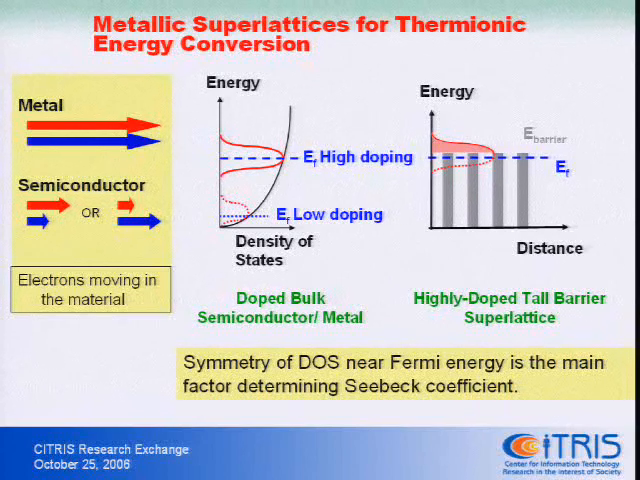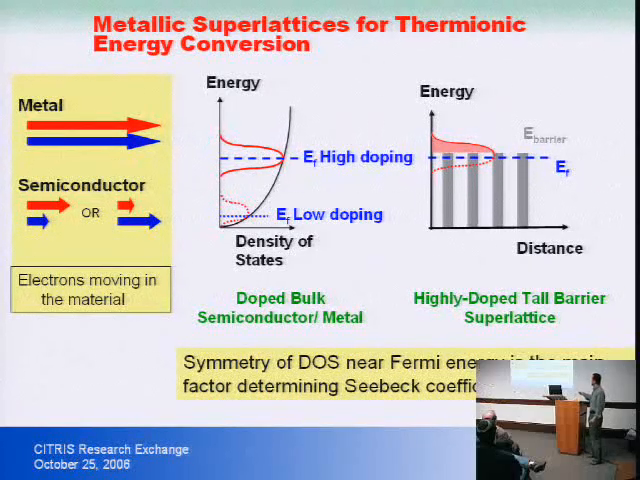Basically, what can you do with a metal? What is the problem with metals and semiconductors? In a metal, you have lots of electrons. This arrow shows how many electrons move. The red one is the hot electrons. Blue one is the cold electrons. In a metal, when you apply a voltage or a temperature difference, both hot and cold electrons move. There are lots of them, but they move by the same amount. You don't have a selection between them. That's what is the problem.